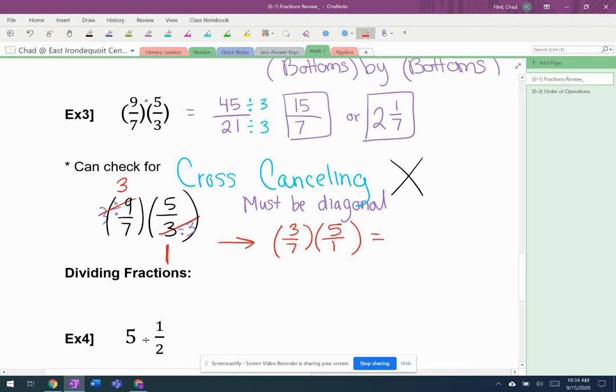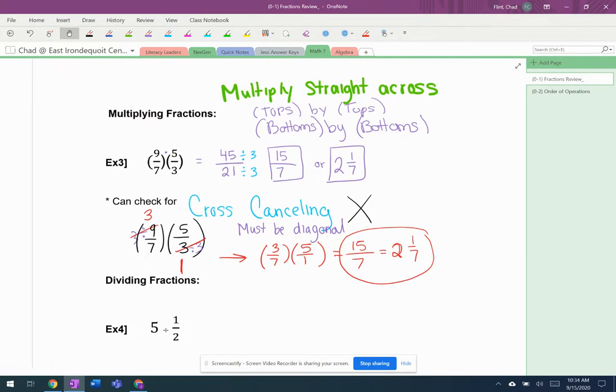Now that I did that cross-canceling, I can go ahead and multiply straight across like we did in the above example. 5 times 3 is 15. 7 times 1 is 7. Leaving me with that 15/7 that we got above, which is the same as that 2 and 1/7. So either way, the cross-canceling has you do the simplifying in the beginning, whereas in our first way, we did the simplifying at the end with those divide by 3s.